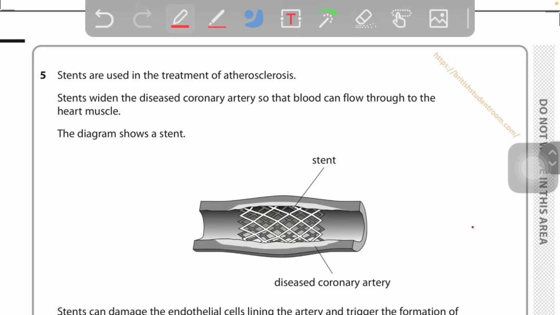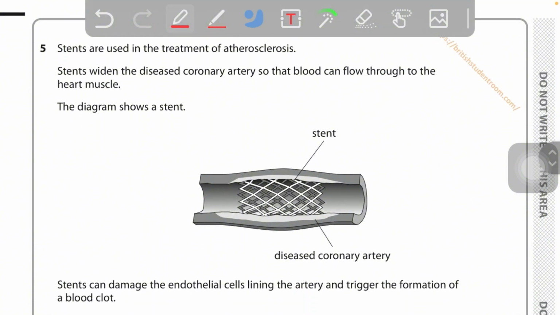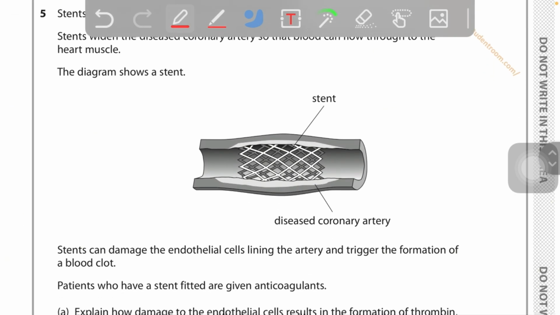So today we'll be solving question 5 of May 2023. Stents are used in the treatment of atherosclerosis. Stents widen the diseased coronary artery so that blood can flow through to the heart muscle. The diagram shows a stent, diseased coronary artery and the stent.